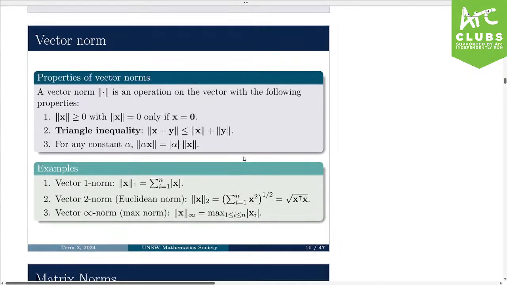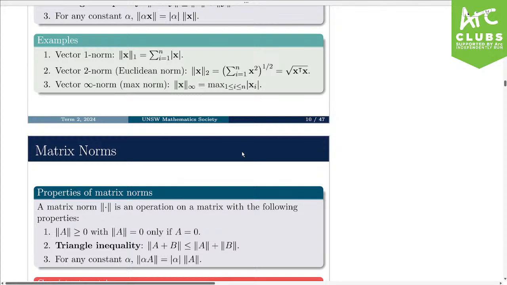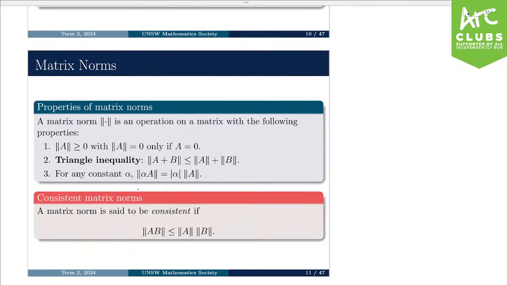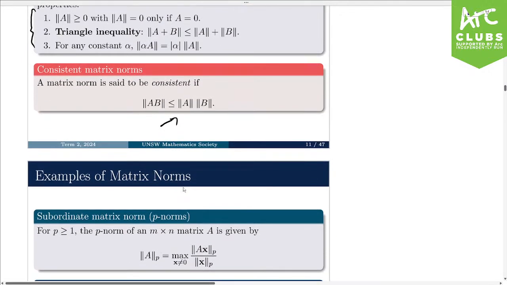Then this idea of norms gets applied to matrices. So matrix norms also satisfy the norm properties. So these are the norm properties, but there's an extra thing for matrix norms that can be true. So if we have this property, then the matrix norm is said to be consistent. Okay.